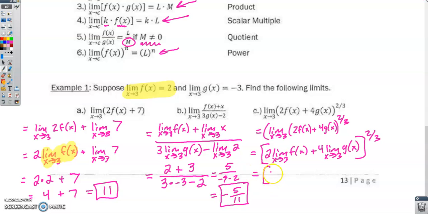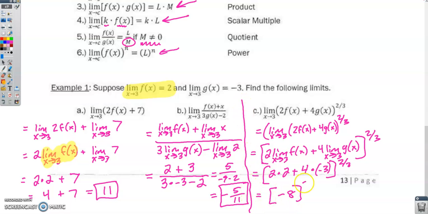I substitute values in here now. The limit as x goes to 3 of f of x was 2. The limit as x goes to 3 of g of x was negative 3. And so this all becomes 4 minus 12. That's negative 8 to the 2/3. And for negative 8 to the 2/3, I take the root first. So that's negative 2, quantity squared. Negative 2 squared is positive 4. And so that's going to be the value of our limit.